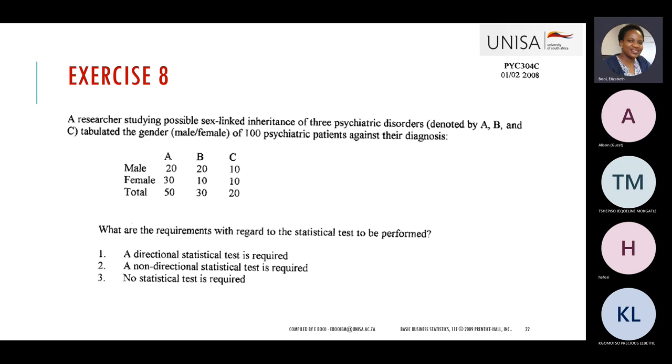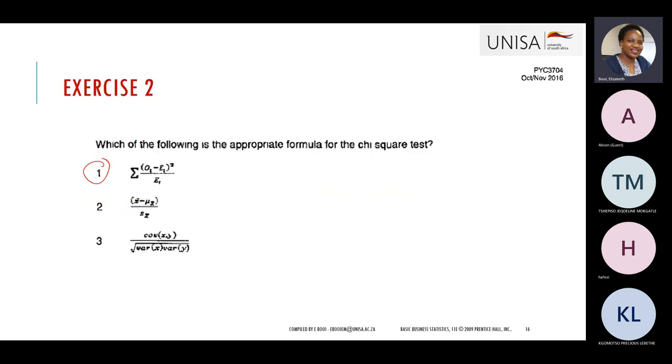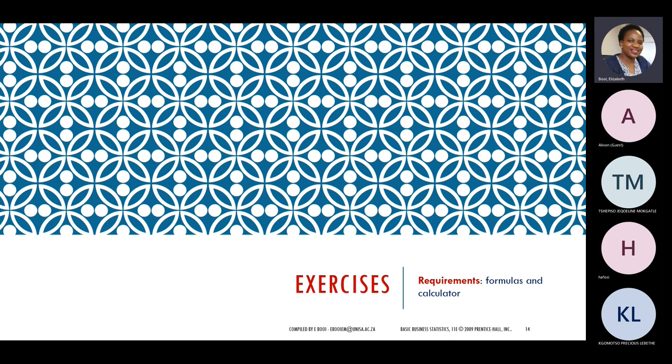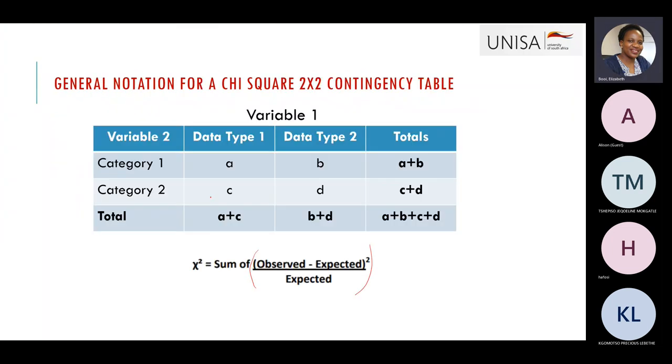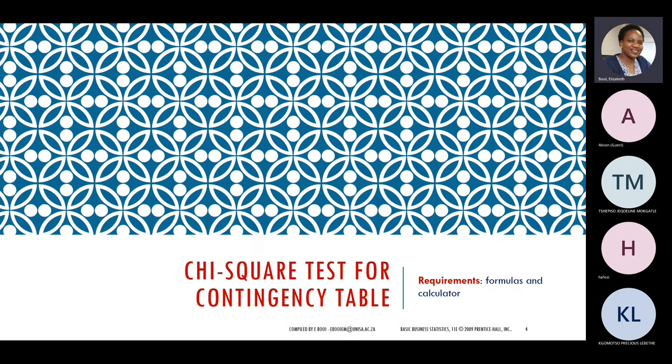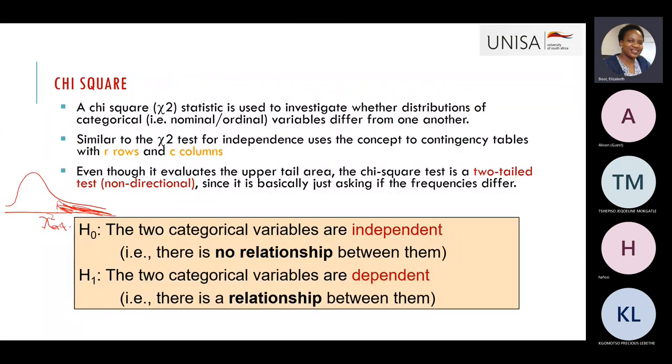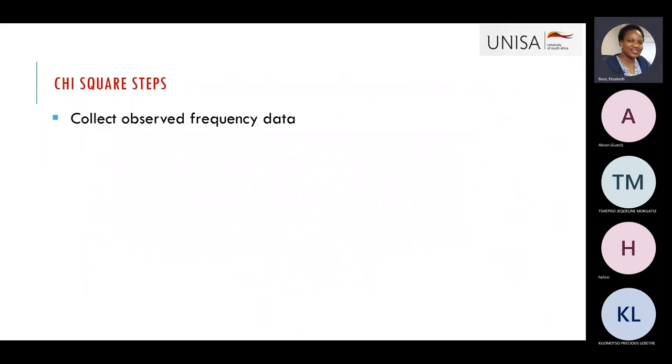And this one, you can answer this one. Based on the same information, what are the requirements with regard to the test statistics that need to be performed? So now think about it. Let's go back to the beginning, when we started the class, when we introduced what chi-square test is, right? When we talk about test for relationship, when I'm here on this slide, I'm giving you the answer to the question. So you need to tell me the answer.